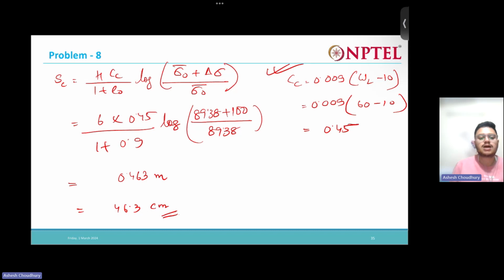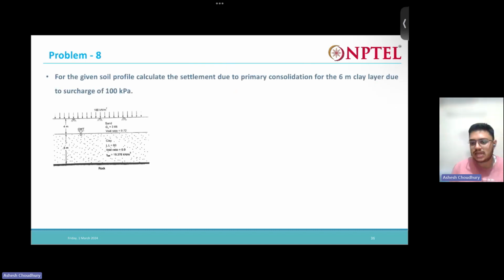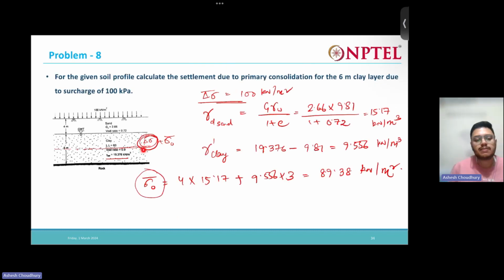So this much is the primary consolidation settlement in this 6 meter deep clay layer. This is the amount of consolidation settlement that is going to occur in the 6 meter deep clay layer due to the application of an external surcharge of 100 kPa. Due to the external application of this 100 kPa surcharge, 46.3 centimeter of settlement this clay layer is going to undergo, right?